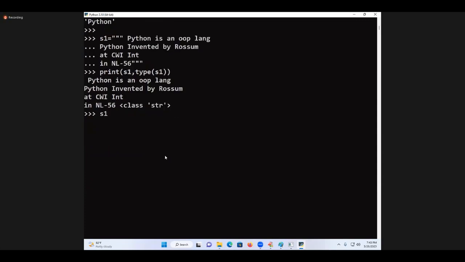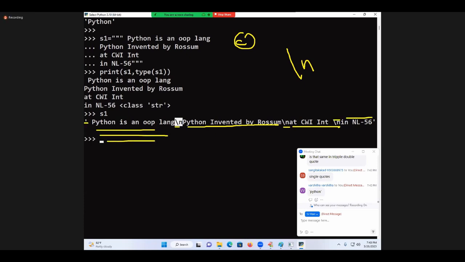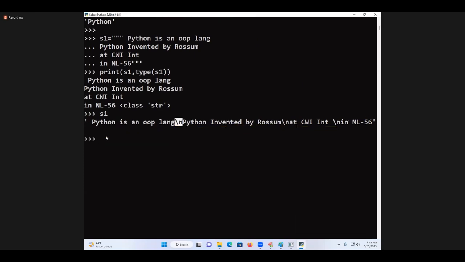You print S1 only. You see, even though I wrote it in triple double quotes, it is showing in the form of single quotes, which is the data. \n represents what? New line. In C language, C++, Java, \n is called a new line. This indicates from here it will come to a new line. From here it is coming to a new line. But it is stored internally in the form of single quotes. Why? To minimize the memory space. Did you understand this point? Because these are all internal parts of the subject.